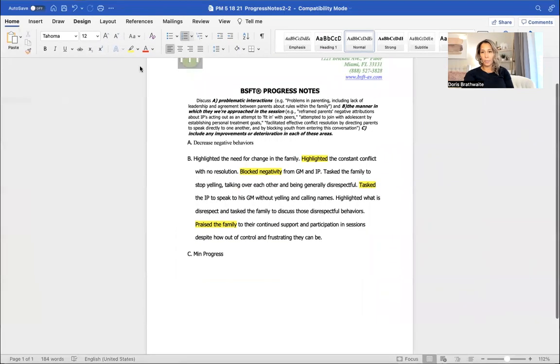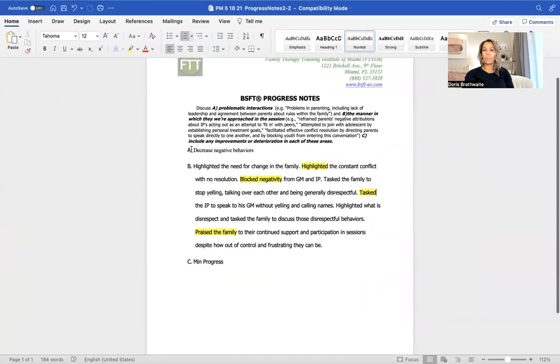So here's an example of a note. Decrease negative behaviors. That's straight from this sheet, right? The diagnostic code is straight from this sheet or straight from your treatment plan. And then what I did. So the highlighting right now, the literal yellow marks, is not necessarily something you have to do. I'm just doing it for the purposes of this video, right? So I highlighted, I blocked negativity, I tasked, then I praised the family, right?